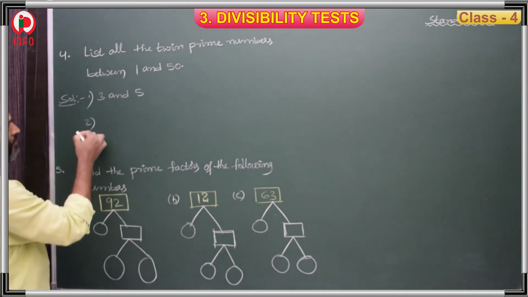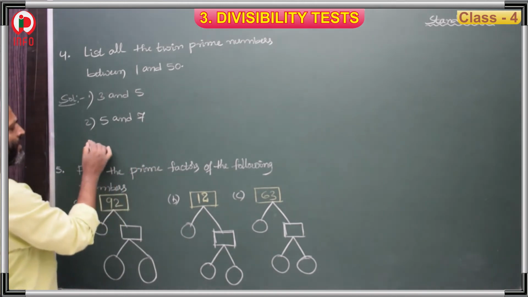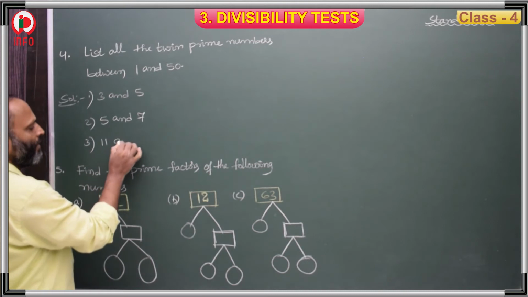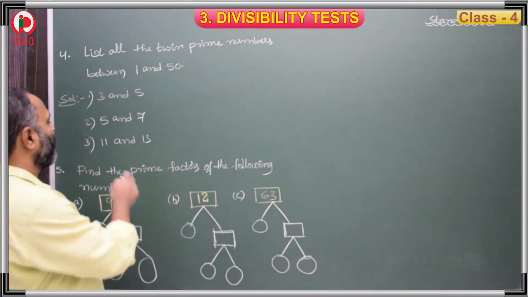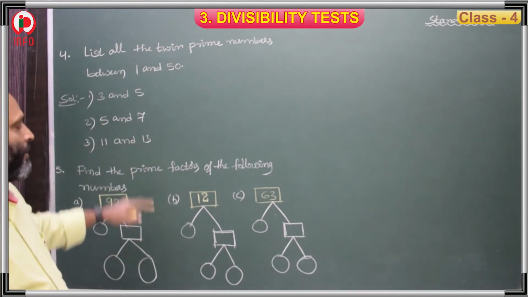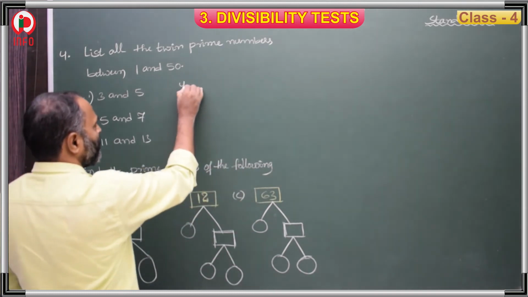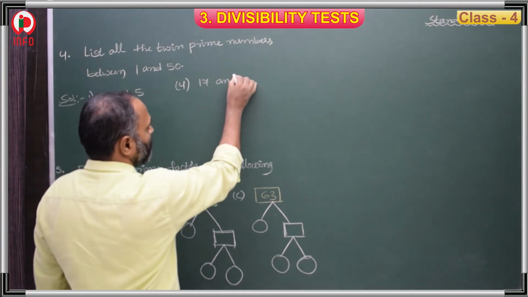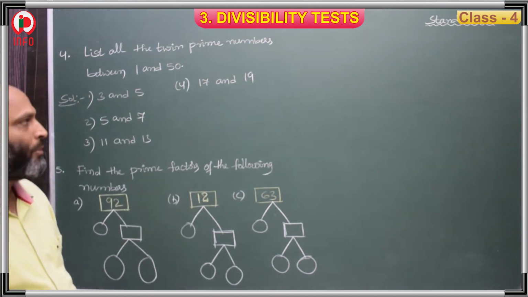Second, 5 and 7. Between 5 and 7, 6 is there, and 6 is a composite number. Next, 11 and 13, between them 12 is there. Next, 17 and 19, between them one composite number is there.